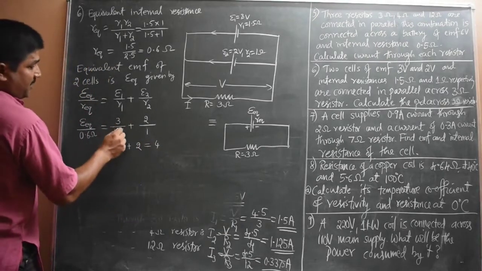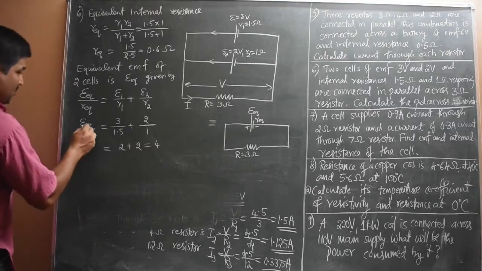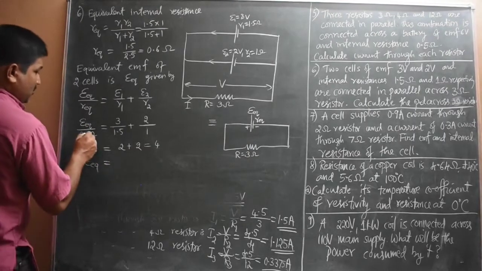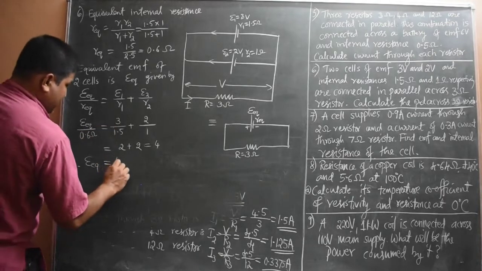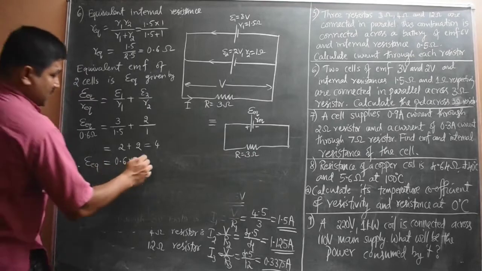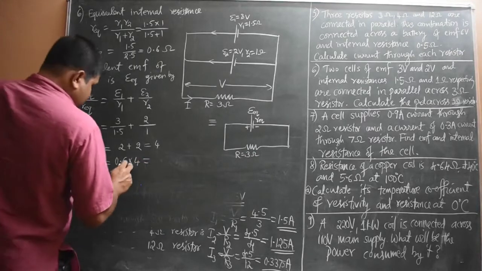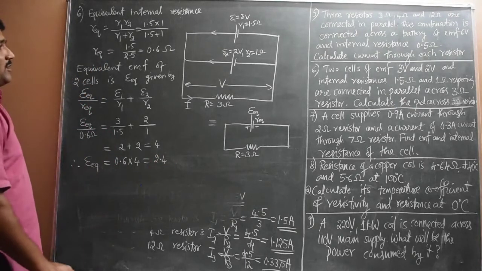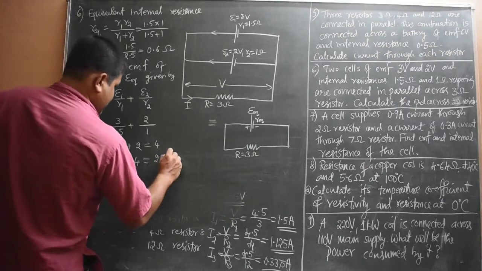2 plus 2. 3 by 1.5 is 2. Okay, so now epsilon EQ we will get. Therefore, epsilon EQ is equal to 0.6 into the sum, which is 4. So that is equal to 2.4 volt. 2.4 volt is the equivalent EMF.